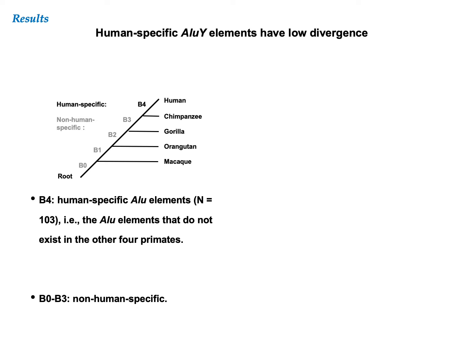Alu elements can be classified into 3 families: Alu-J, Alu-S, and Alu-Y, conveniently in alphabetical order from the oldest to the youngest. We hypothesized the younger families might have higher fractions of expressed Alu elements. However, we did not observe a significant difference. So we went further by defining human-specific elements, which do not exist in 4 other primate genomes.